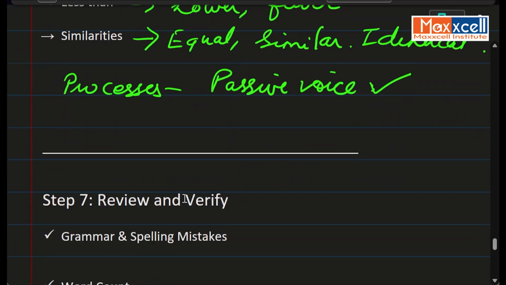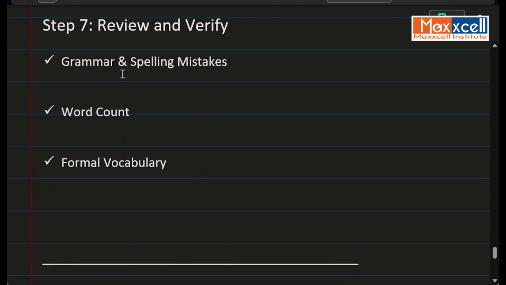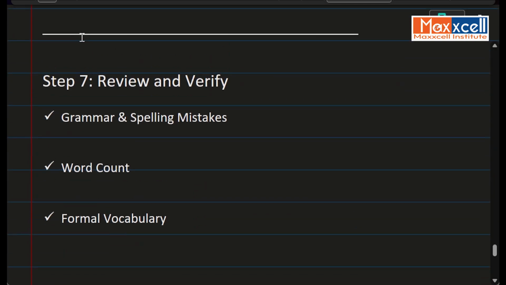Now let us go on to the next step, which is the seventh one, and that is in relation to review and verify. So once you have completed the structure and you have used the vocabulary, you followed all the steps, the last step is to verify and to review whatever you have written. So before submitting, quickly check for certain things. First is grammar and spelling mistakes. So it is very common.